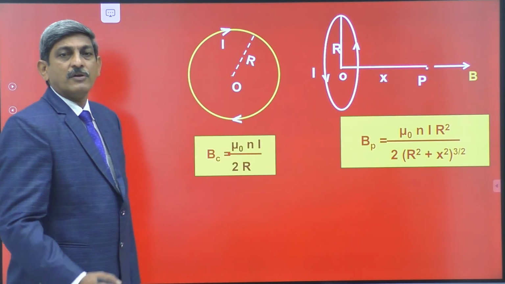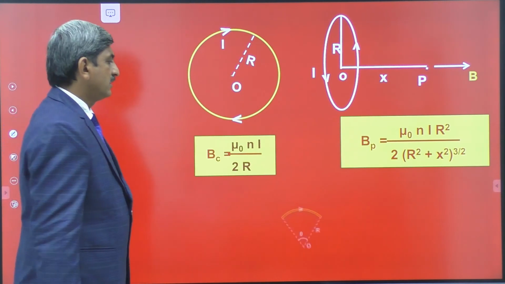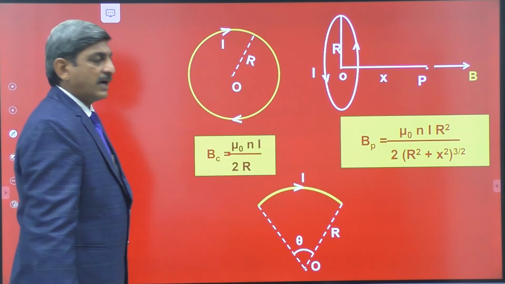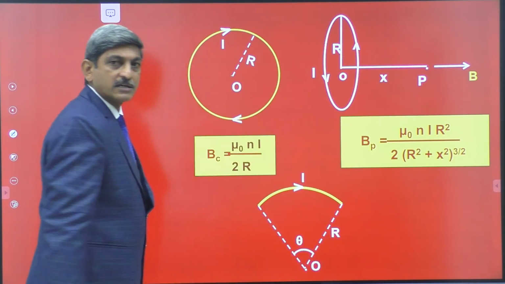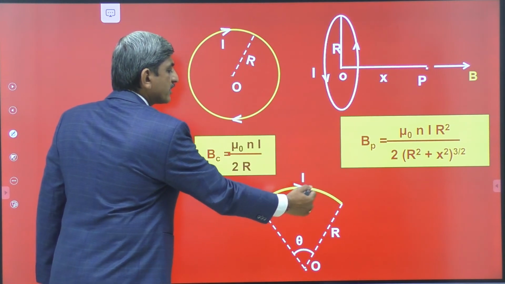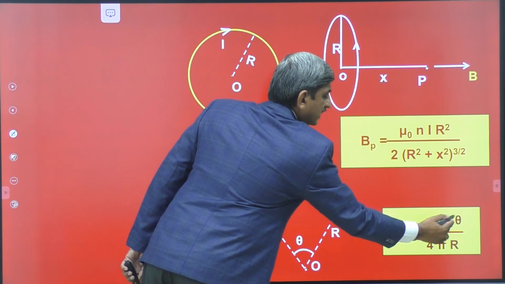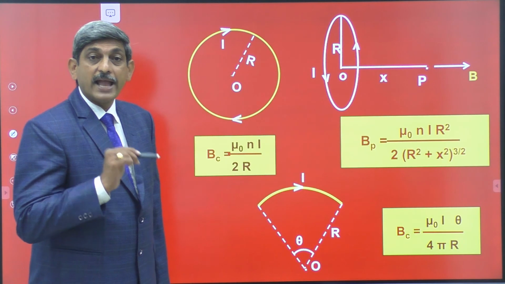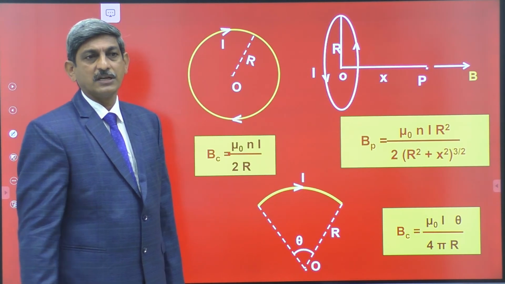Suppose we have the wire in the form of an arc like this. If I is the current passing through the arc and the arc subtends an angle theta at the center of the circle of radius r, then the magnetic induction produced by the arc is given by B is equal to mu naught I theta divided by 4 pi r. Here theta is the angle subtended by the arc at the center of the circle.